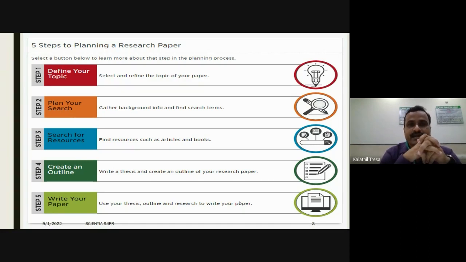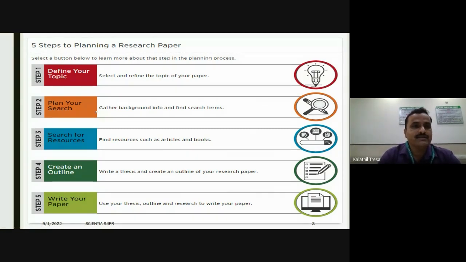If we plan to write a research paper, the first step is to define your research topic. When we define our research area, after defining it, we have to select our research topic. And after selection of the research topic, again we have to refine the topic of the paper. Then, according to the selection of topic, we have to plan for the second step, that is, plan your search.